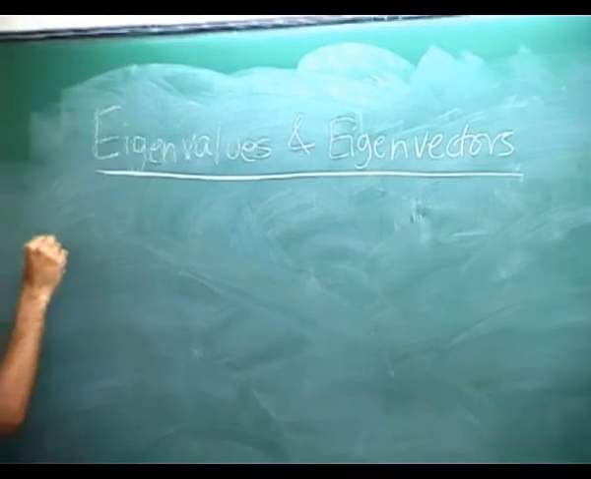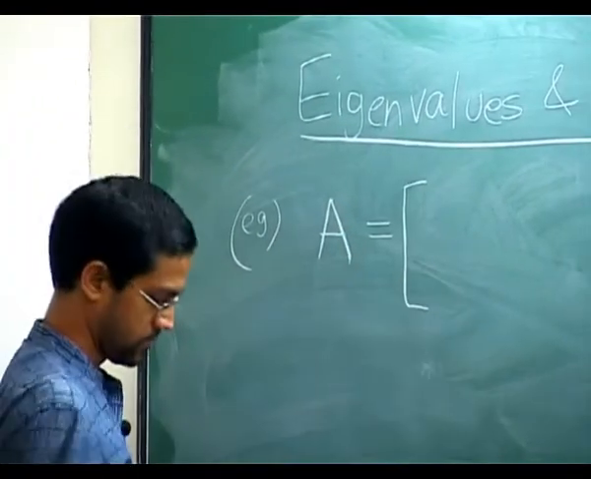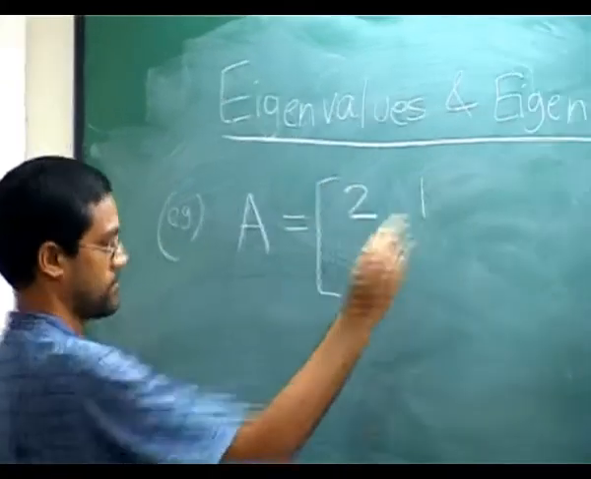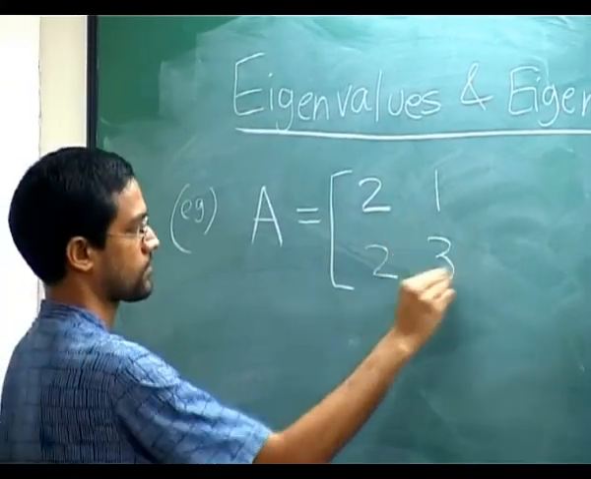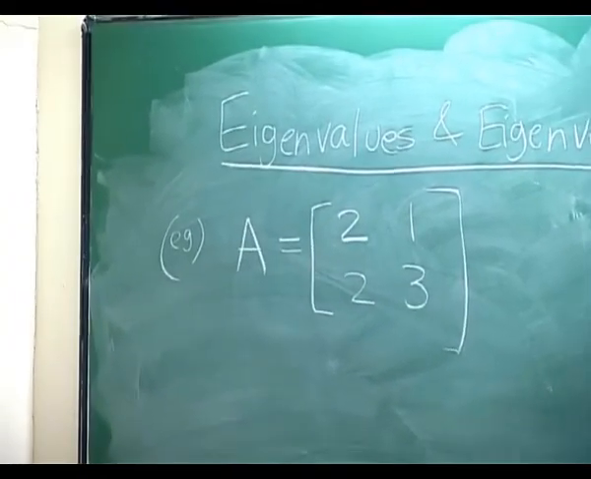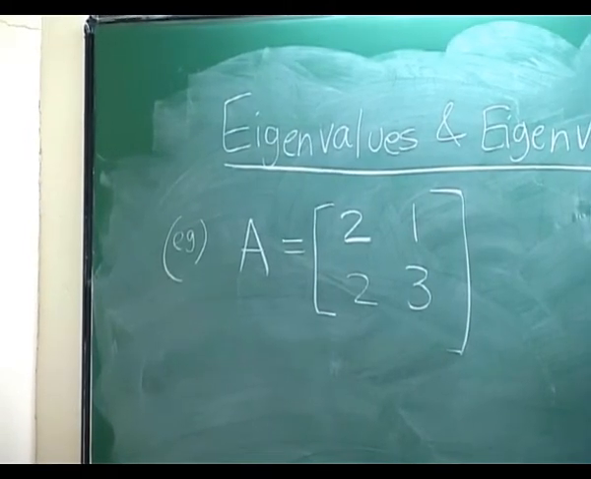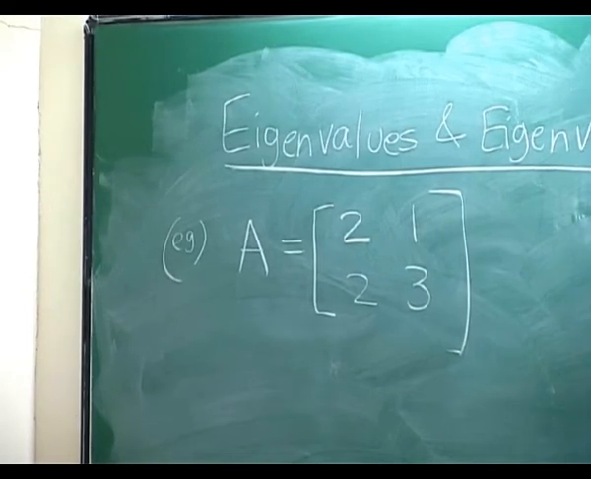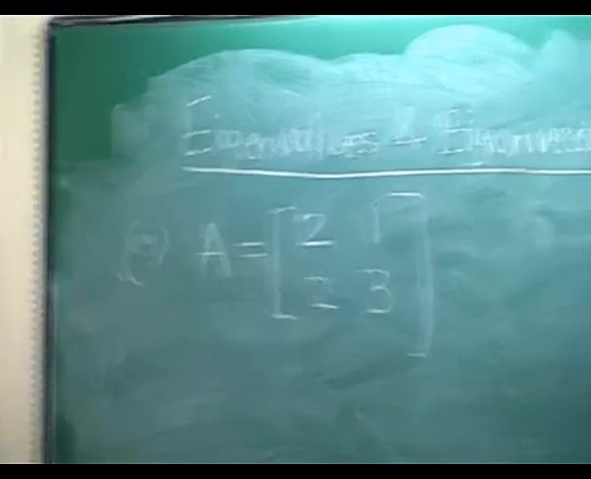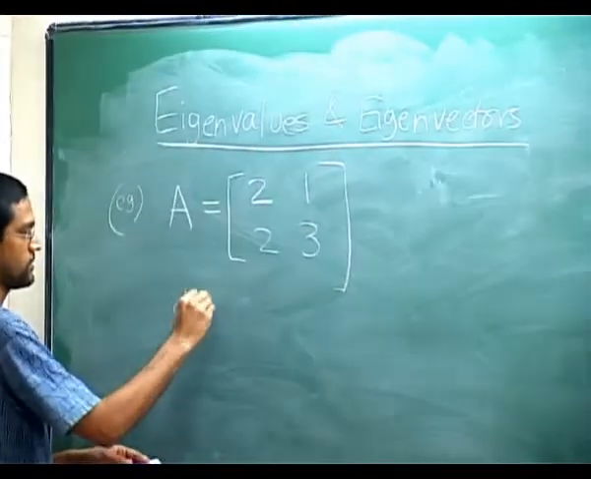I'll just start with an example, and maybe you can help me finish the computation. So suppose I have a 2 cross 2 matrix given by this, and I want to compute its eigenvalues and eigenvectors. Okay. So what do I do? How do I start doing this? Determinant of this minus lambda I. Okay, fine.